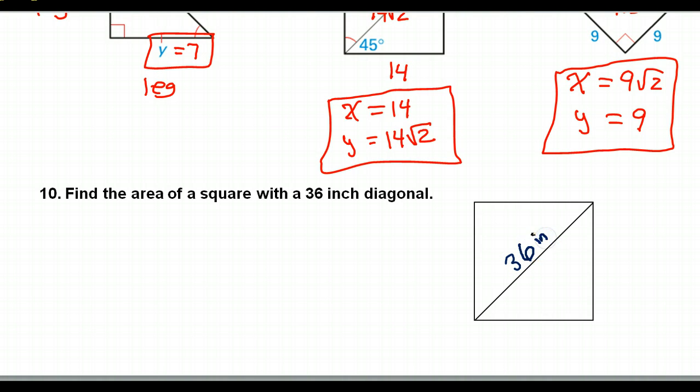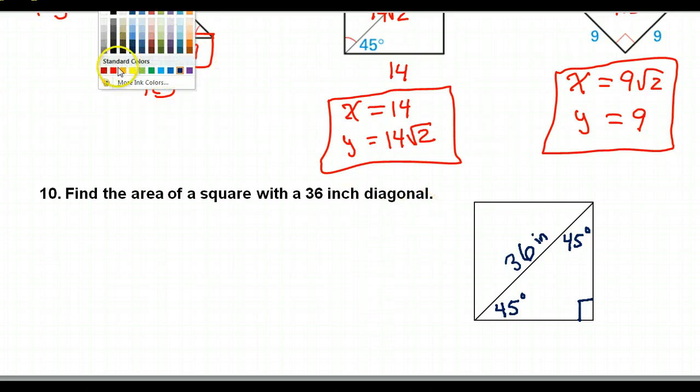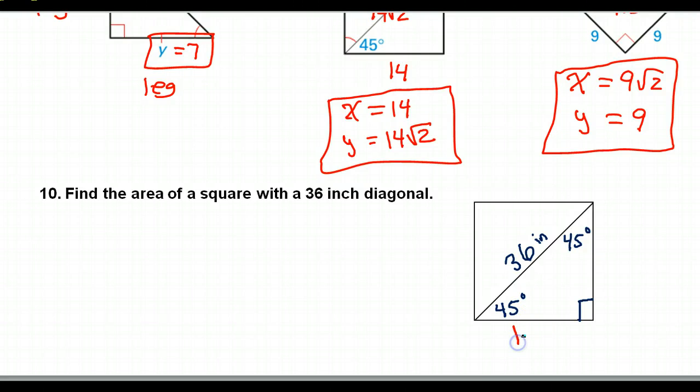Okay, if this is a square, then obviously that is a right angle, but also this is a 45-degree angle. Half of 90, it's 45. So this is a 45-45 right triangle. So I should be able to find the missing sides the same way that we've been doing. So let's find the leg. So whatever this is a leg, that's a leg, and this should be leg radical 2.